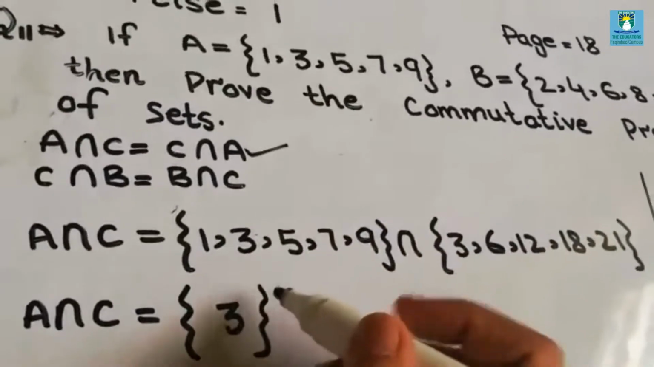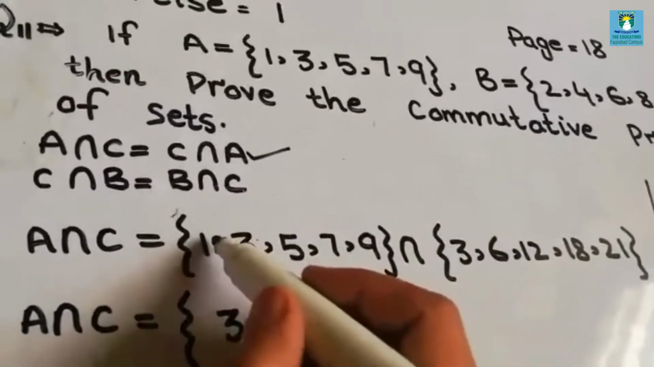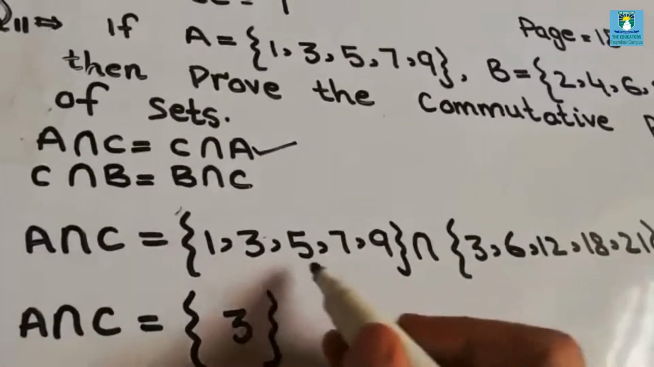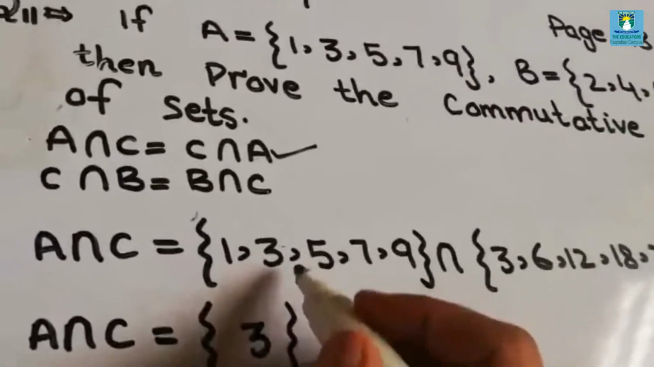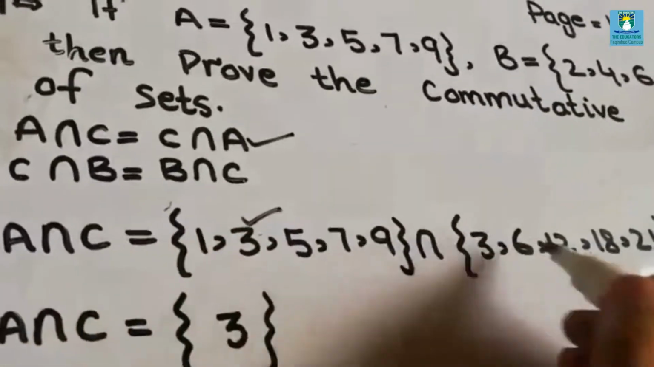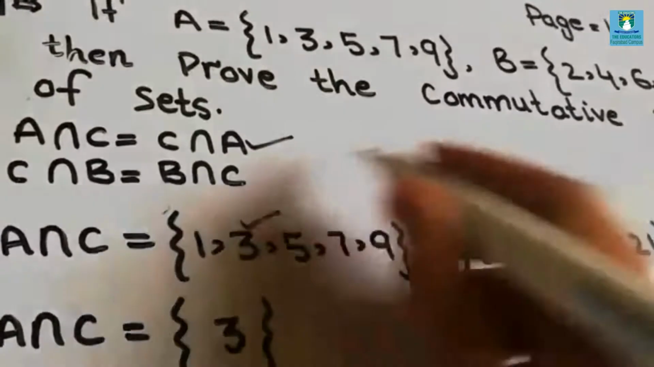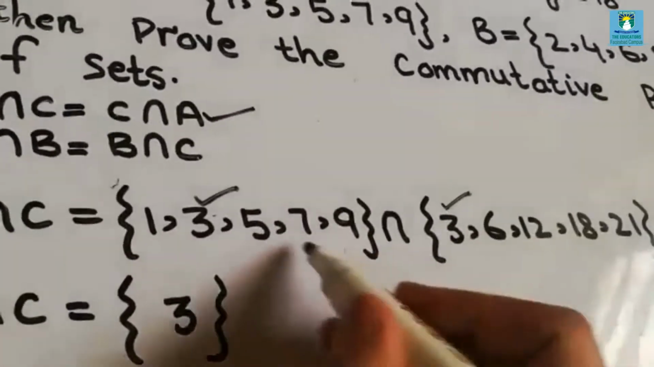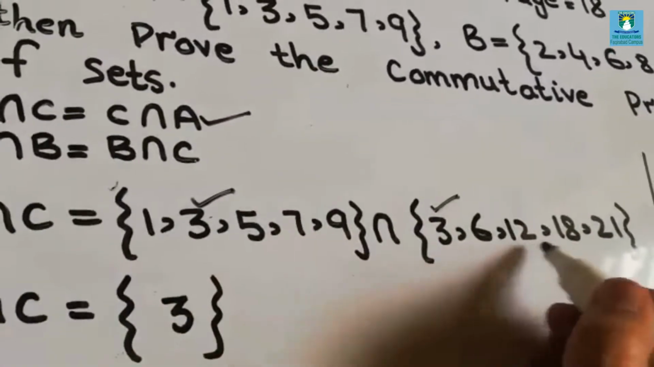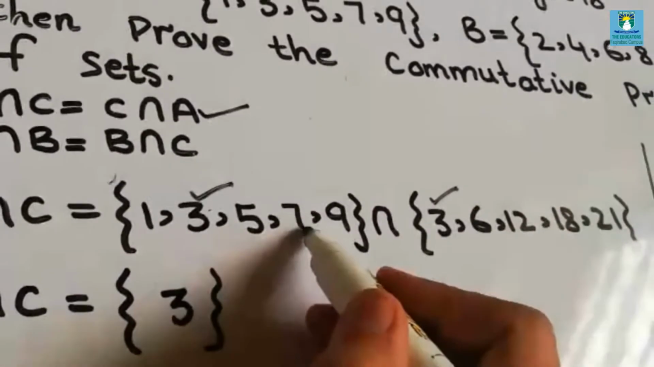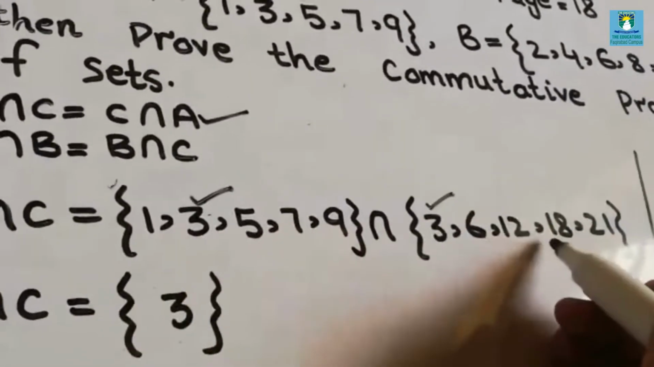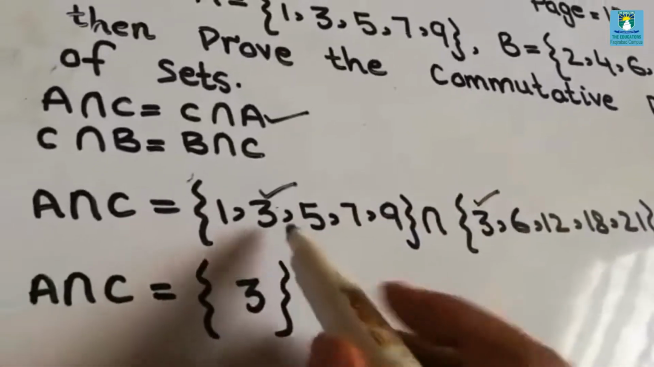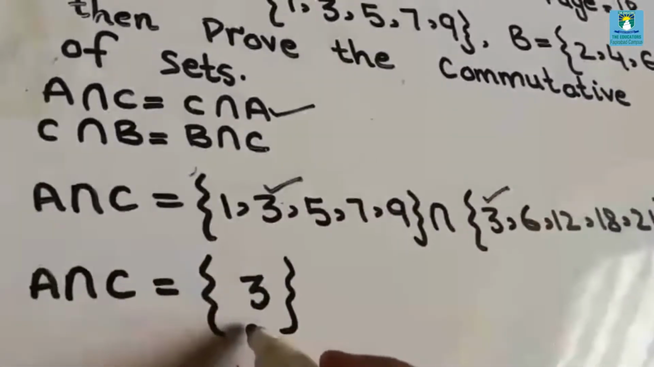Okay. So what is common in these two sets? First we will compare 1 with this set. There's no 1. So move to next one. Move to next element, that is 3. So look at here 3, and in set C we also have 3. So we will write here 3. Now move to next element. The next element is 5, but there is no 5 in set C. Next, move to next 7. There is no 7. Again 9, and there is no 9. So only 3 is common in these two sets. So we will write here 3.